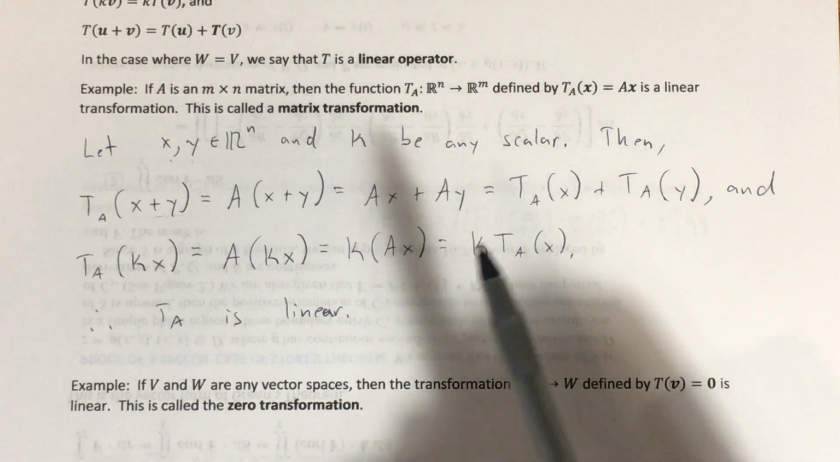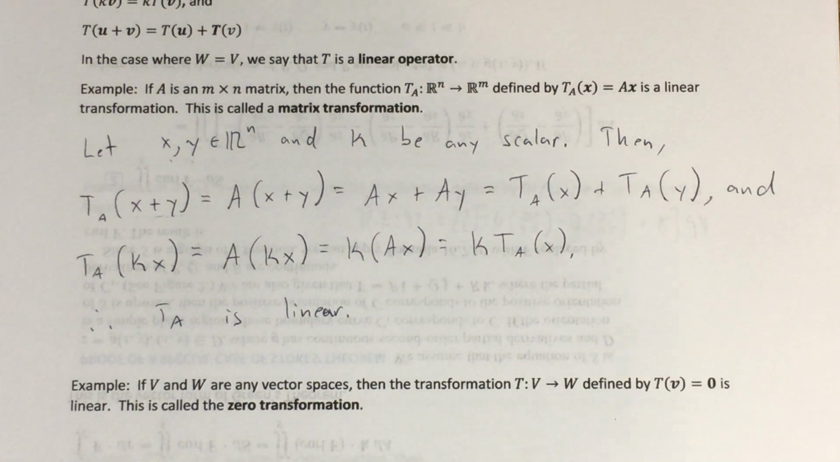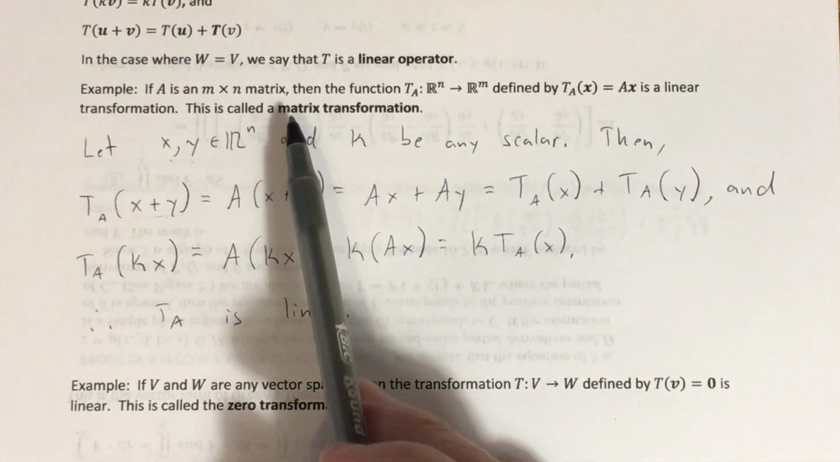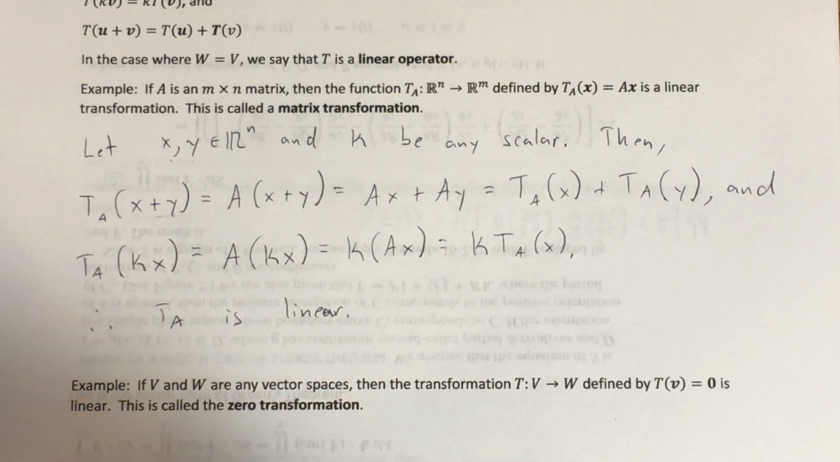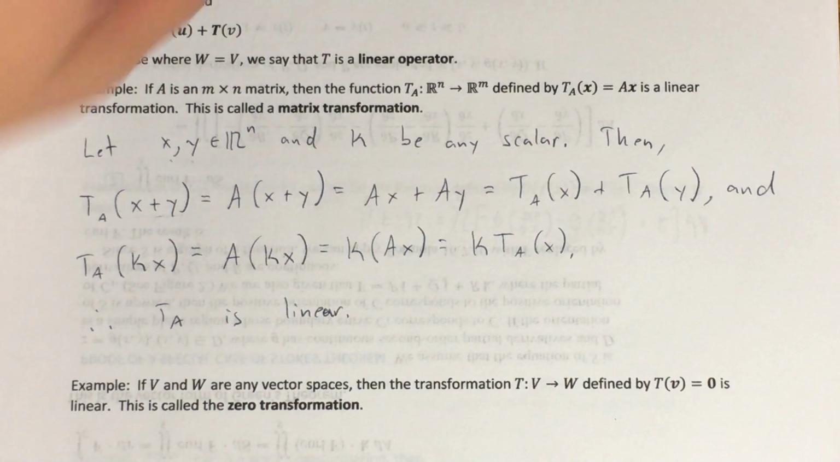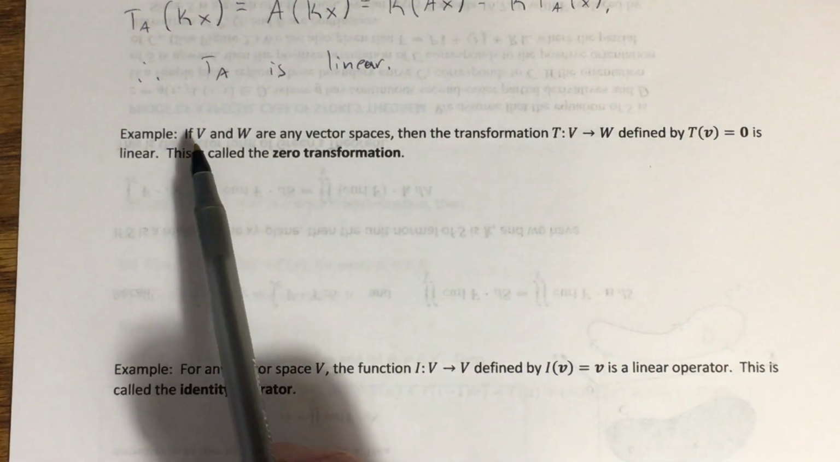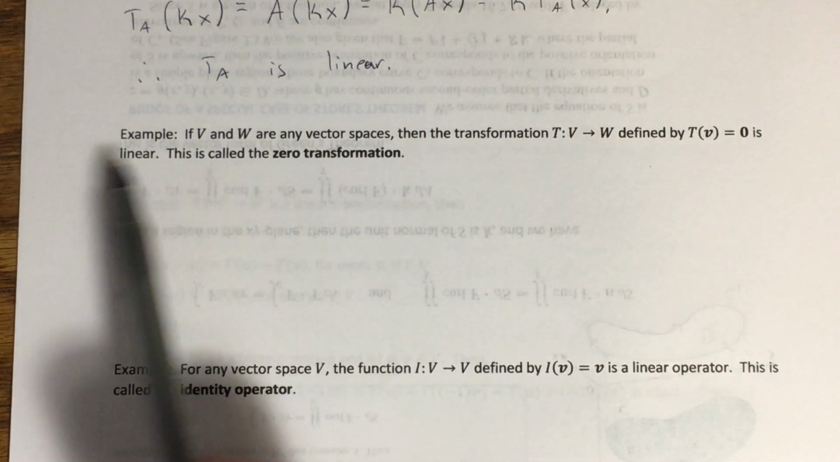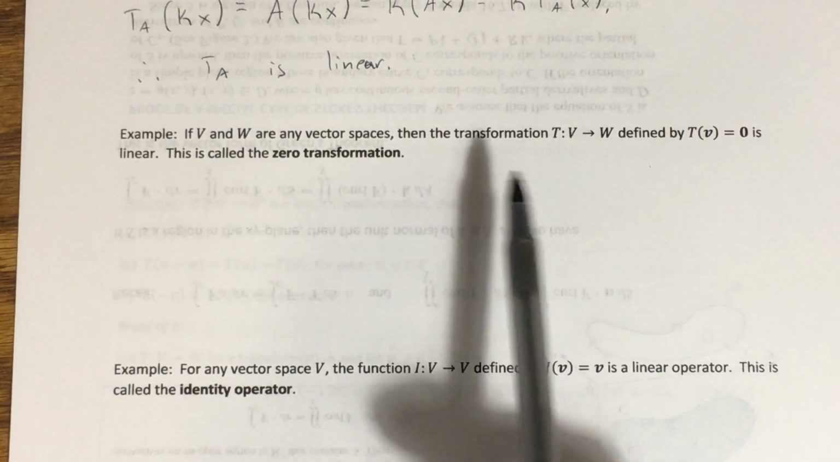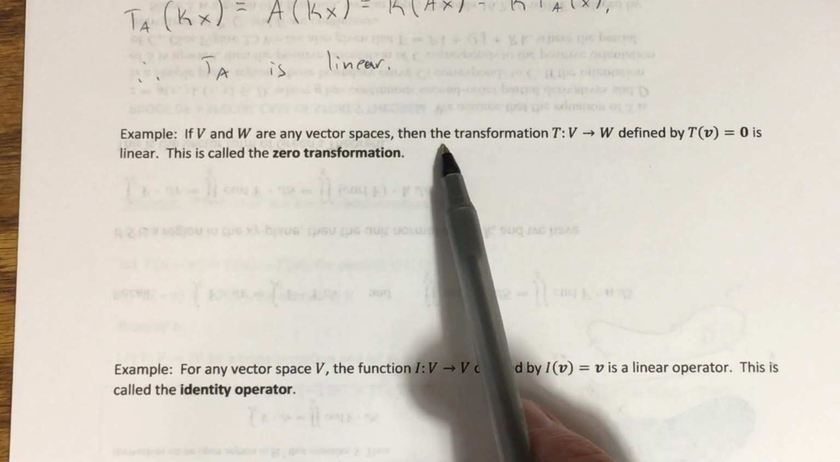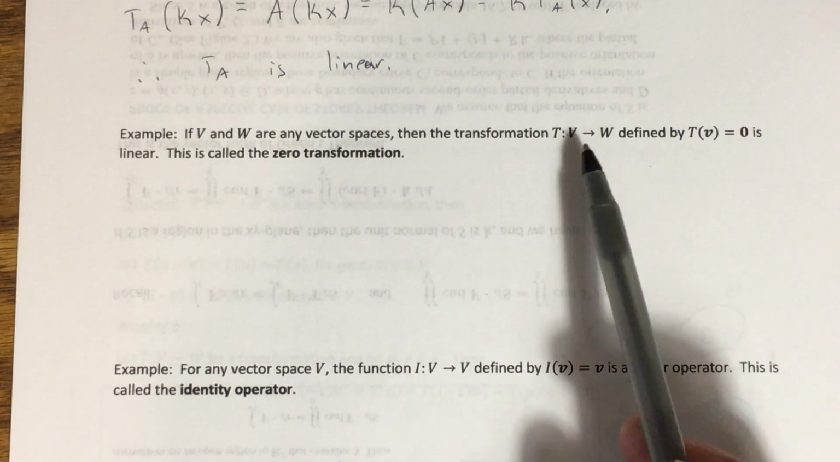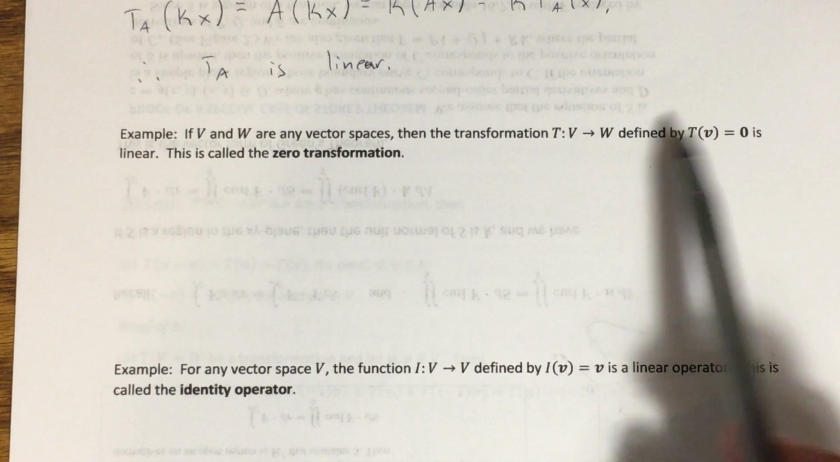So this is where things start to come together a little bit. But again, we have to work up to the point where we can see the connection between matrix transformations and all other linear transformations. We aren't there yet. What we should do is continue looking at different types of linear transformations. So here, let V and W be any vector spaces at all. We can define a transformation, a function that takes V into W, defined this way.